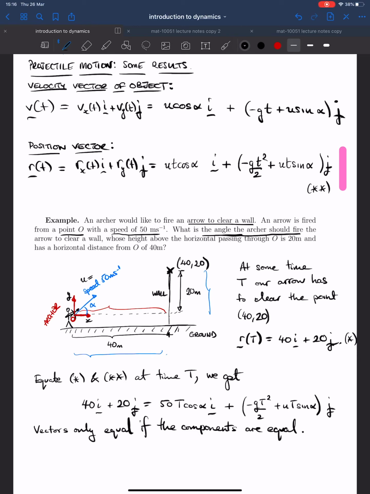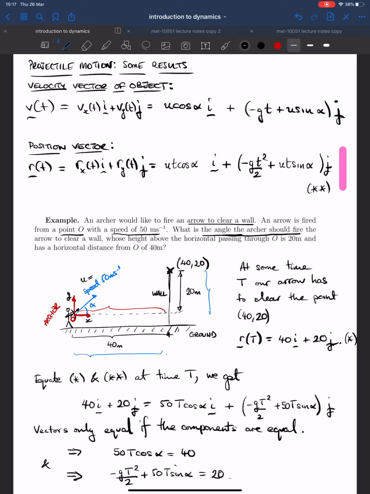Now, this implies that we have the following equations. 50 capital T cos alpha has to equal 40. And then this one, which corresponds to equating the second components, is slightly different from last time. You notice that I didn't put 50 in for the initial speed. So that's 50 T sine alpha, alpha's unknown, and this should be equal to 20.